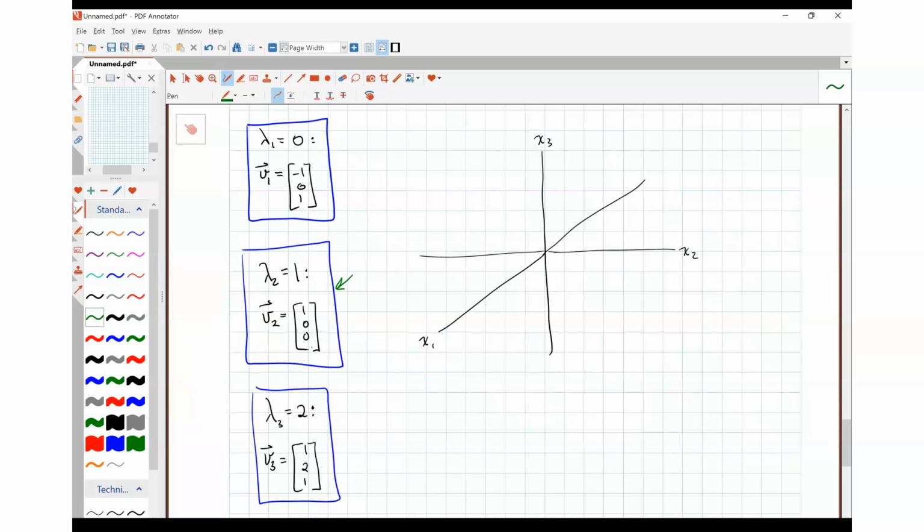So along the direction 1, 0, 0, anything that you apply the transformation to doesn't get changed direction-wise. And because the scaling factor is 1, it also doesn't get changed lengthwise. Everything that's along this direction is absolutely fixed. So vectors on the x1 axis are completely fixed.